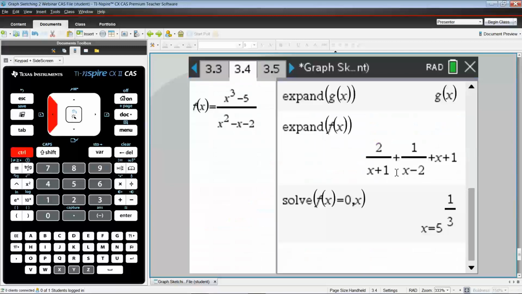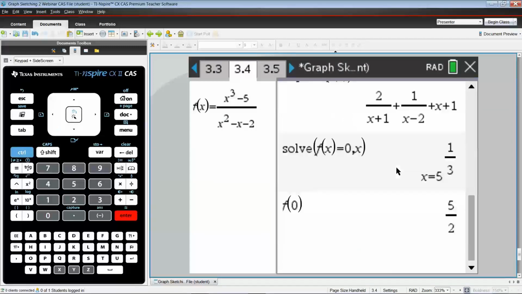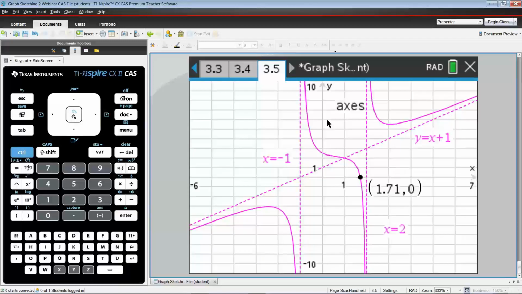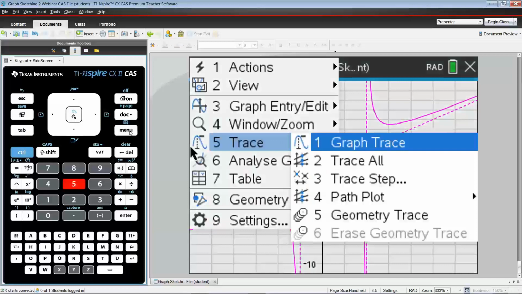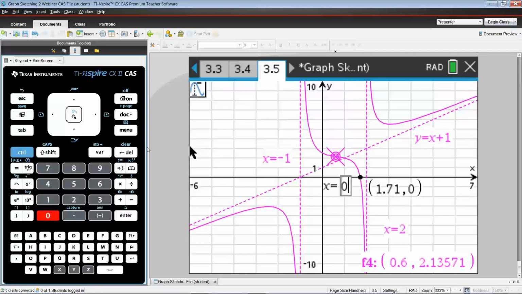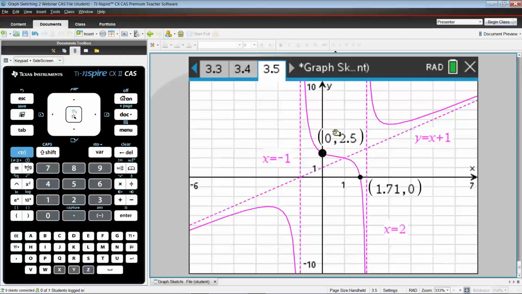Okay, now let's go and find the y-intercept. That will just be f of 0, which is 5 over 2, which will show us 2.5 on the graph. So how do you do that? Well, menu, 5 for trace, 1 for graph trace, press 0 to go to 0, and there we go, 0, 2.5.